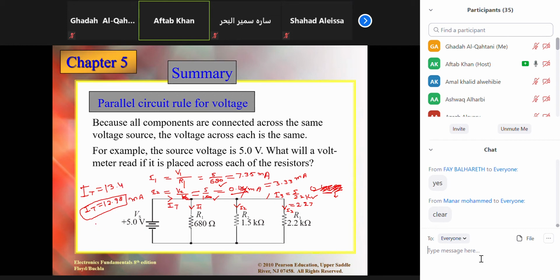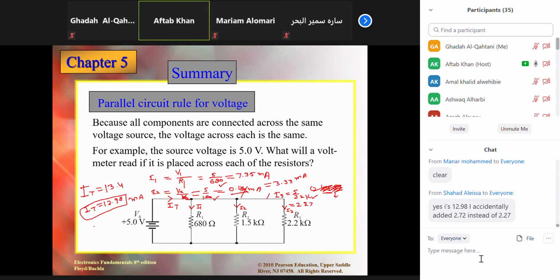This is one way to get the total, which I taught you: getting all the currents and then the total current. Another way could be if we can find the total resistance. Yes, Shahad, correct. So 12.98, which is almost 13. Hope it is clear to everyone. I will teach you another way to get the total current.